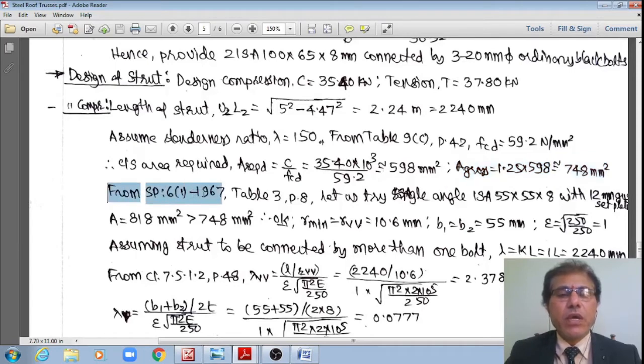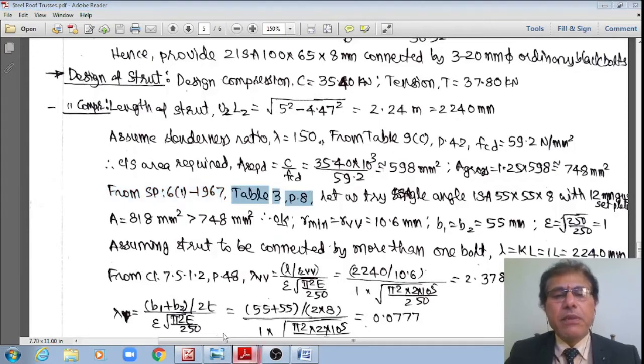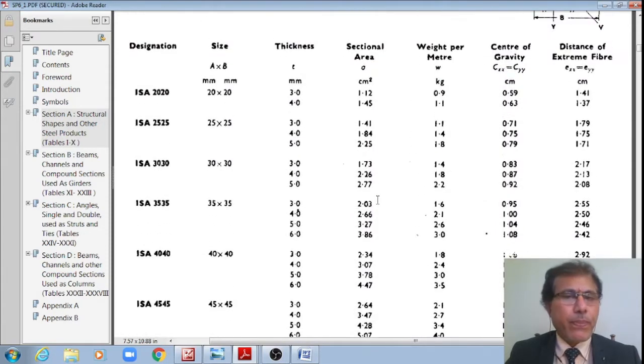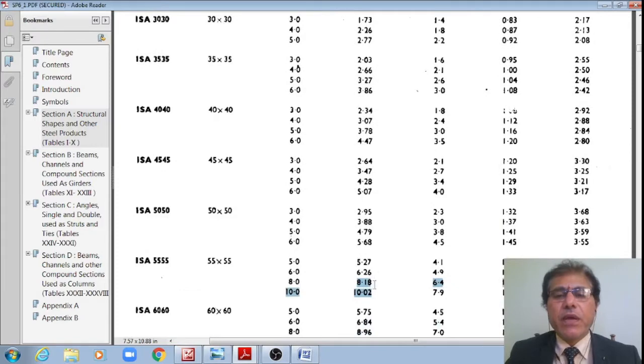Therefore if I go to Structural Engineering Handbook 1, or the special publication SP 6(1)-1964, as per the Indian standard, if I go to Table 3, page number 8, student, I'll try to choose a single angle section ISA 55 by 8, wherein for such a section you can see that with 8 mm thickness it furnishes an area of 818 mm square, right? 818 mm square. Therefore it is okay.